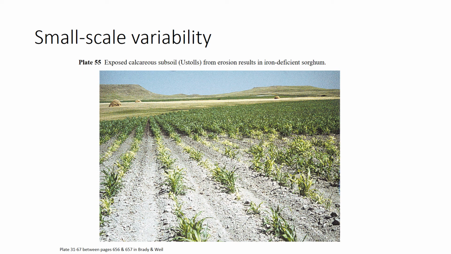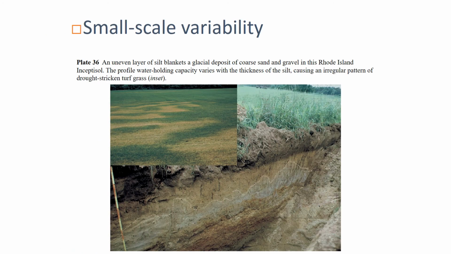Here in a field, there's an area where we cannot get plants to grow. What we found out was that at the soil surface, we have exposed carbonates from parent material, and it has made it impossible to grow plants. A soil survey has shown this small scale variability existed. Another example of small scale variability.